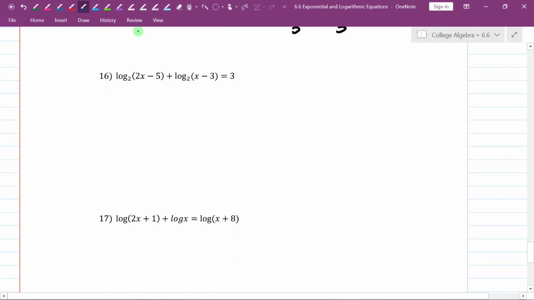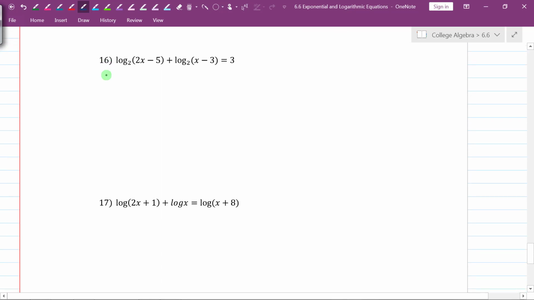Here we go again. We have to recognize what we're being given and what we're being asked to do. We're being asked to solve for x. Notice that right here we have a plus sign. Remember before, we could have two factors with the same base, which we do, with a plus sign, means that I can rewrite this as log base 2 of factor 1, 2x minus 5, multiplied by factor 2, x minus 3, equals 3. Remember, we can just rewrite this and put these factors together with multiplication.